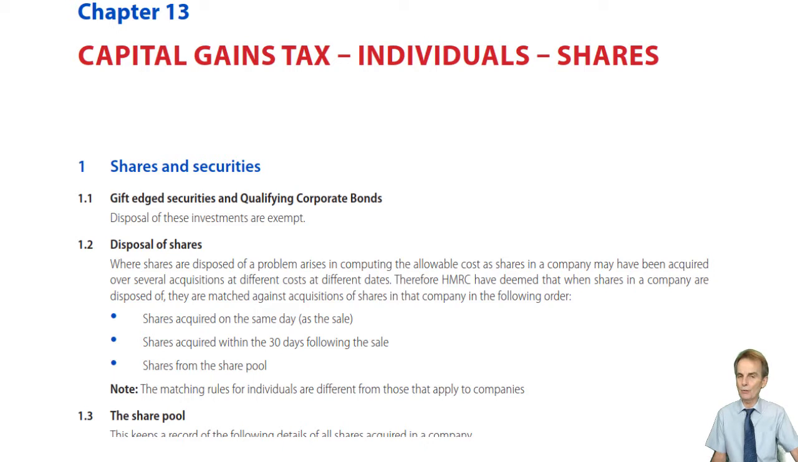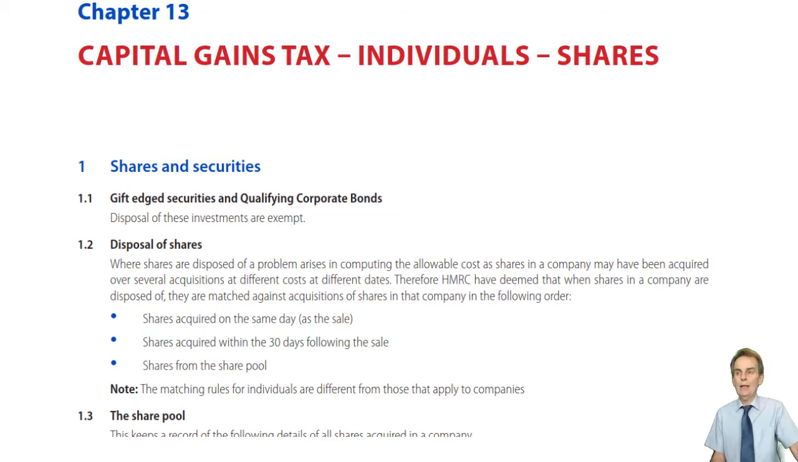But when we bring a loss forward, of course, that's very different. Then we only reduce any net gains of the year by the amount of the loss brought forward that will bring down those gains to the figure of the AEA, i.e. for us, £11,300, at least as it is for the 17-18 tax year.